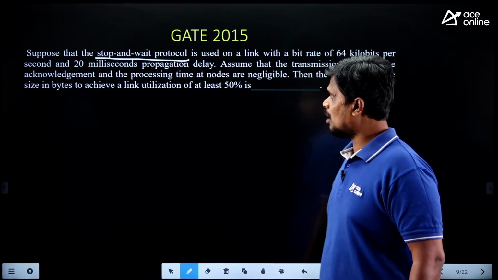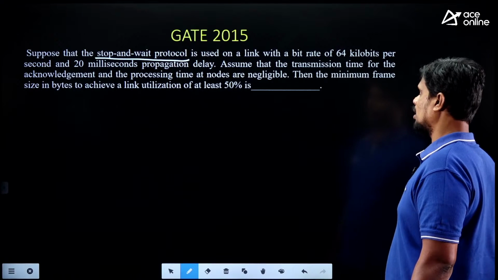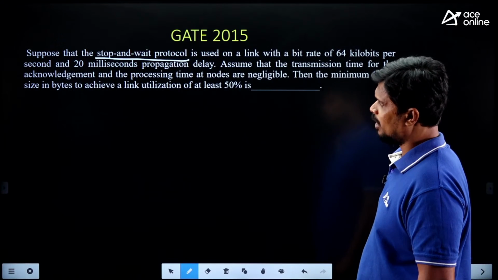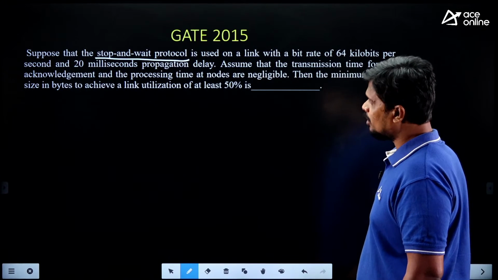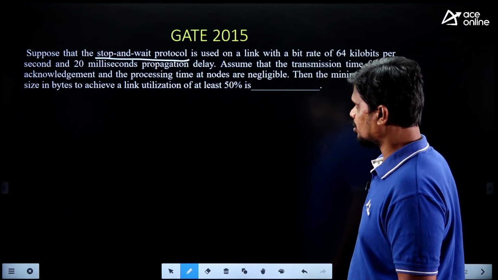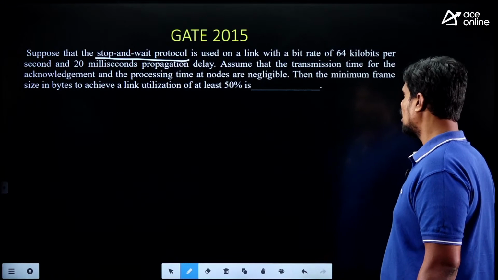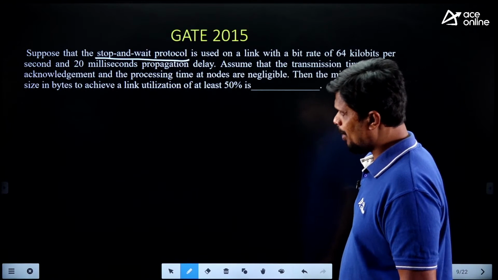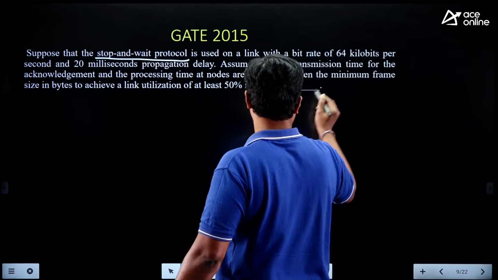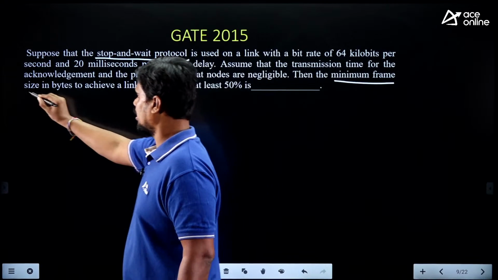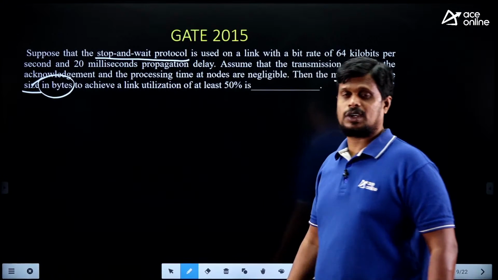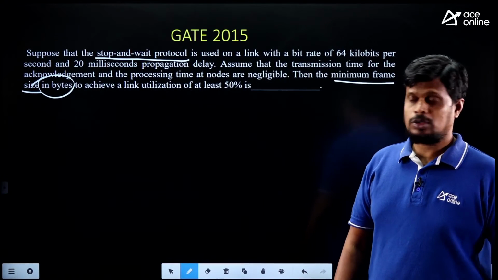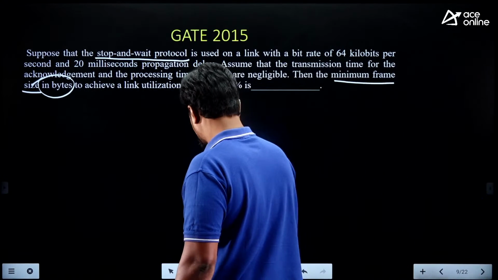So suppose that the stop and wait protocol is used on a link with a bitrate of 64 kilobits per second and 20 milliseconds propagation delay. Assume that the transmission time for the acknowledgement and the processing time at the nodes are negligible, then the minimum frame size in bytes, we need to calculate. In bytes, it is clearly mentioned, to achieve a link utilization of at least 50%. So you know, in stop and wait, we clearly defined one point.